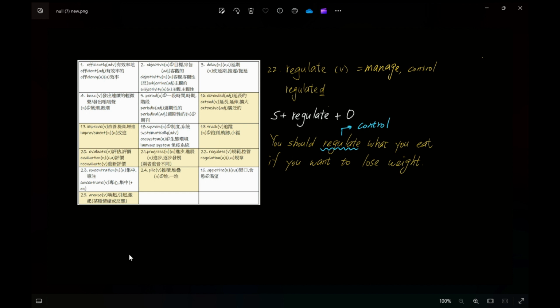Now the noun of regulate will be regulation. Like there are class regulations that we have to follow. These are rules that we have to follow.